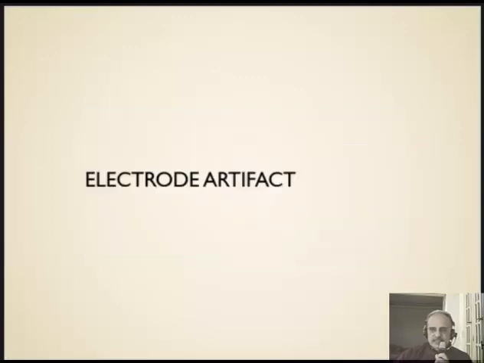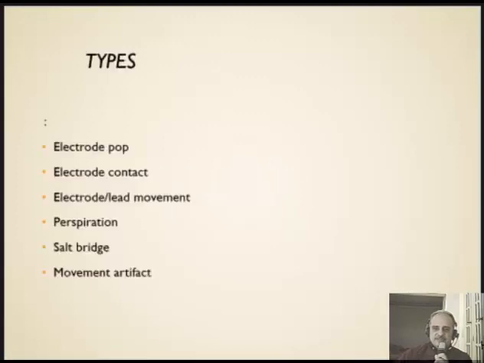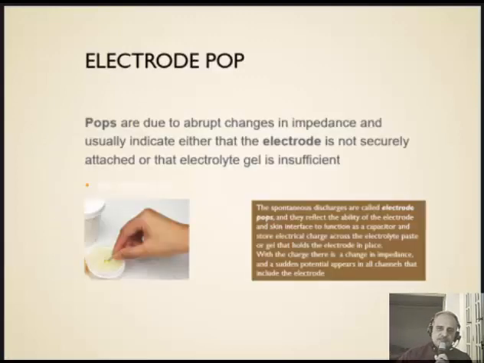Let us see one of the non-physiological artifacts. All these types of artifacts are related to the electrode position and the environment, including pop, electrode contacts, electrode movement, perspiration, bridge artifact, and so on. The first of them is called electrode pop.